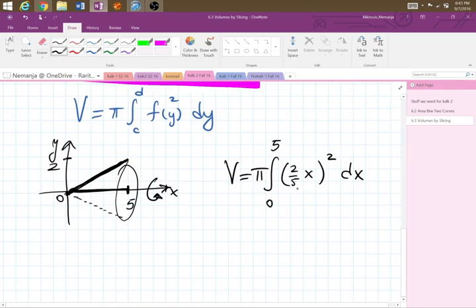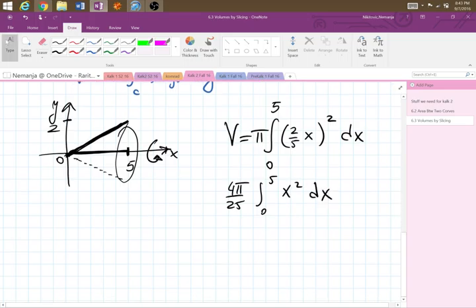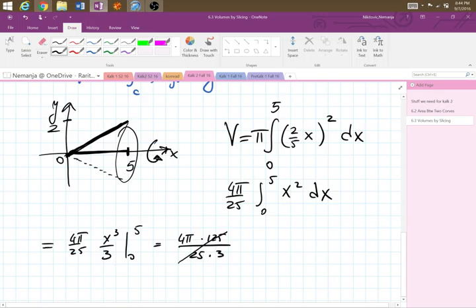Square 2/5, you get 4/25. So 4 pi over 25 integral 0 to 5 of x squared dx. Compute that. 4 pi over 25 x cubed over 3 from 0 to 5. It is awesome. 4 pi times 125 over 25 times 3. These guys cancel to 5. 20 pi over 3 inches cubed of ice cream.